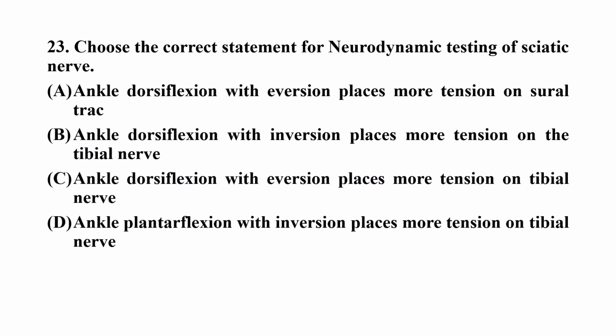Option A mentions ankle dorsiflexion with eversion places more tension on sural tract. Yes, it's wrong, because dorsiflexion plus eversion places tension on the tibial nerve. That is why it is wrong. Option B, ankle dorsiflexion plus inversion places more tension on the sural nerve. Here it is mentioned tibial nerve. That is why it is wrong. Option C, dorsiflexion with eversion places more tension on tibial nerve. Yes, that is right. Option D, plantar flexion with inversion places more tension on tibial nerve. It is wrong. It places more tension on the common peroneal nerve. So here the right answer is option C, ankle dorsiflexion with eversion places more tension on the tibial nerve.